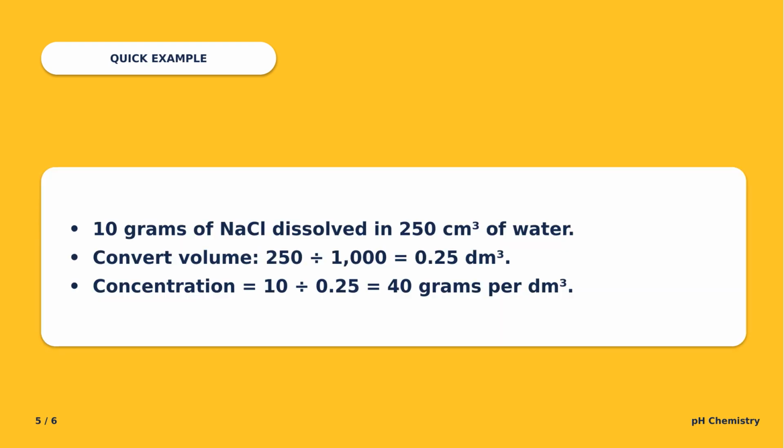Quick example: 10 grams of sodium chloride dissolved in 250 centimeters cubed of water. Convert the volume. 250 divided by 1,000 equals 0.25 decimeters cubed. So concentration equals 10 divided by 0.25 equals 40 grams per decimeter cubed. The volume conversion is the key step.